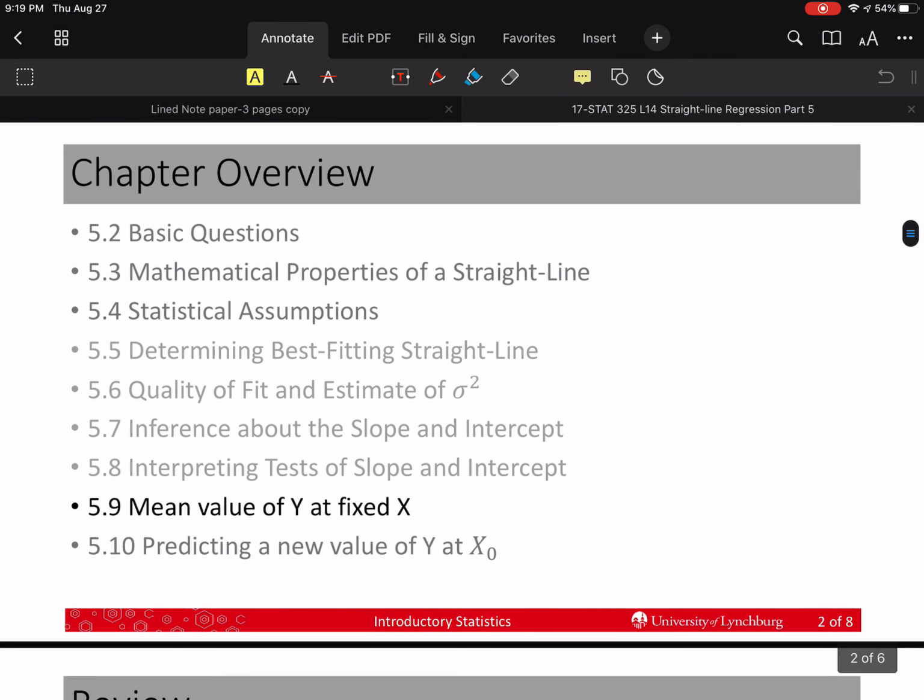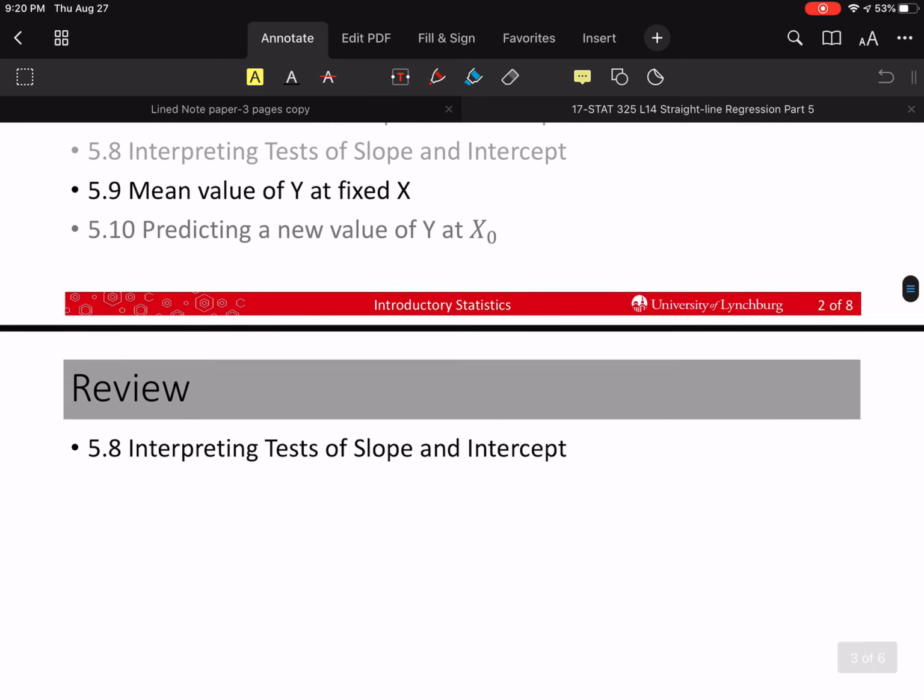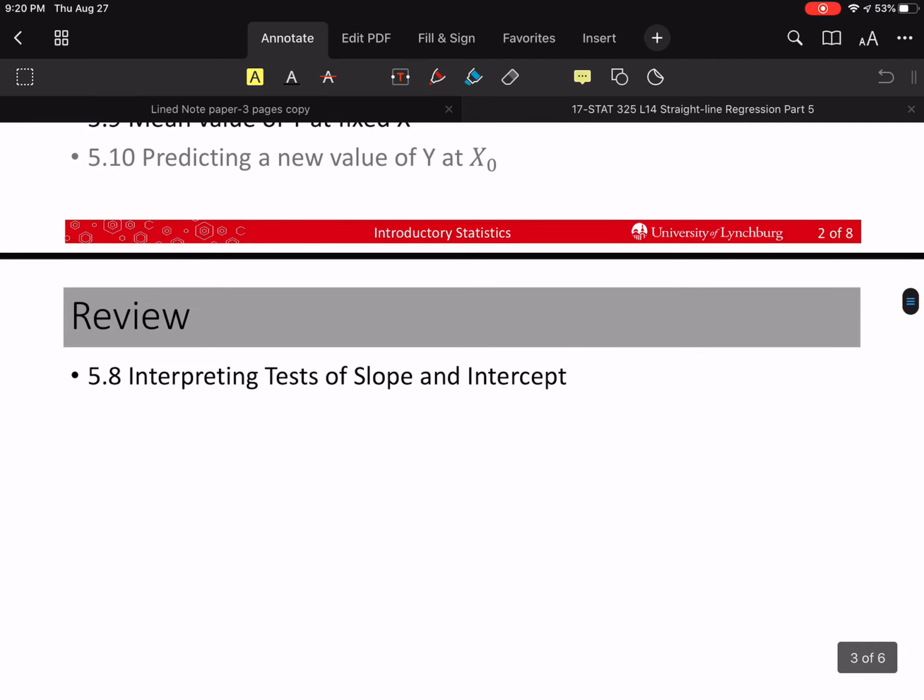So here's the overview of the chapter again, and today we're going to talk about the mean value of y at a fixed value of x. Last time we talked about interpreting the slope, the test for the slope and the intercept. The test for the slope determines whether or not a straight line model actually fits the data. So does x have an influence in predicting y?